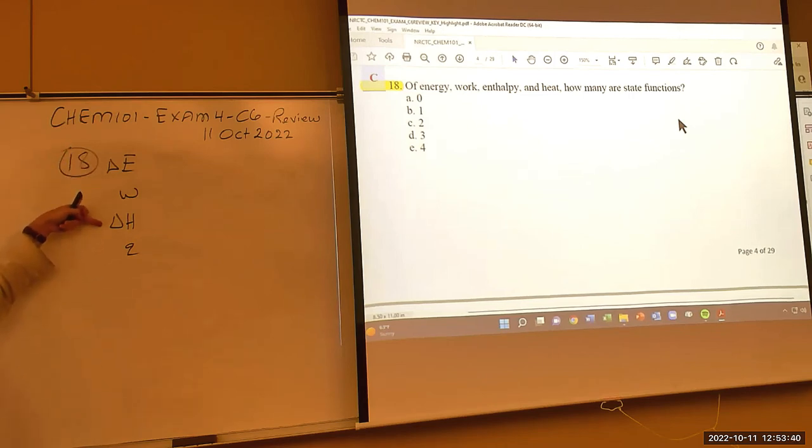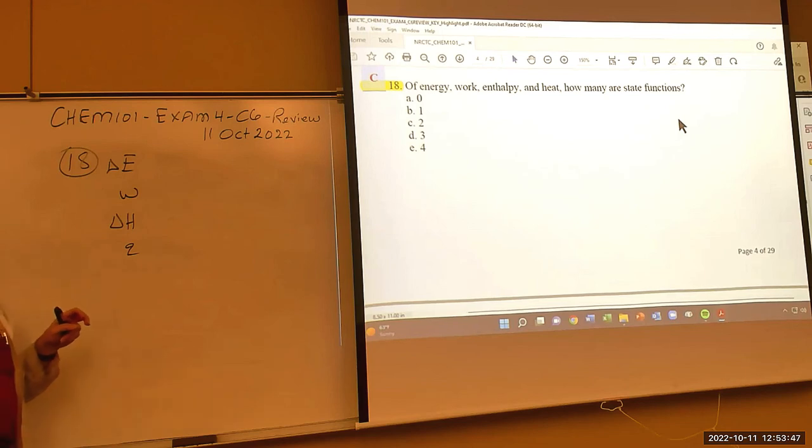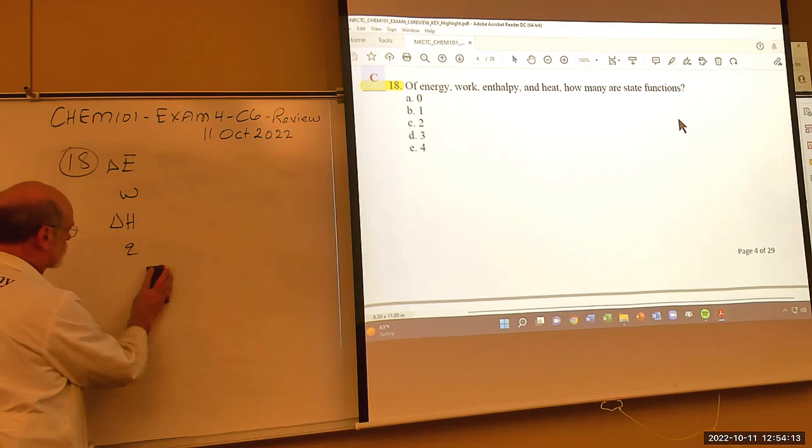That one and that one. So what does that leave the others? What are they? Starts with a P. They're path functions. That's a path function, that's a path function. Which means it matters how we get from one place to the other. But for the state functions, it doesn't matter. Where you started, where you end up, whatever's in between is irrelevant. Right, so the answer is two. Only two of these are state functions.